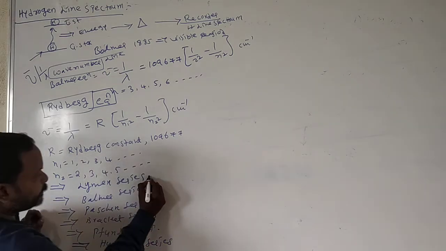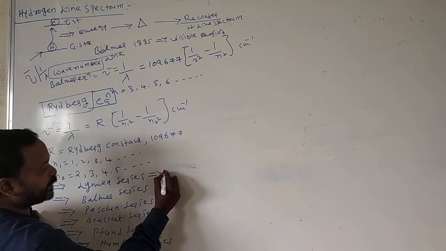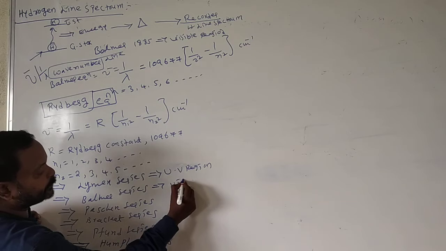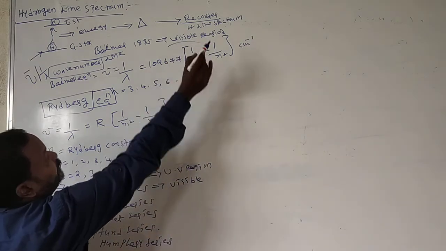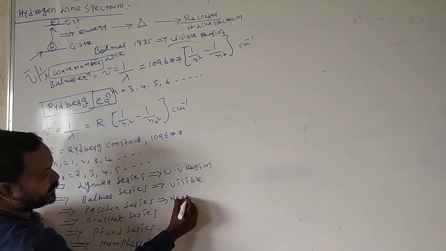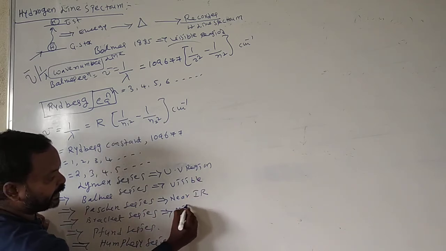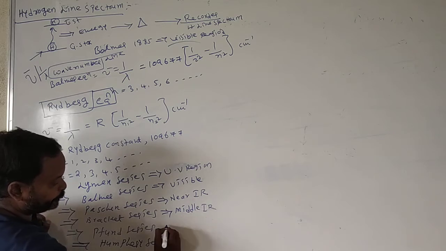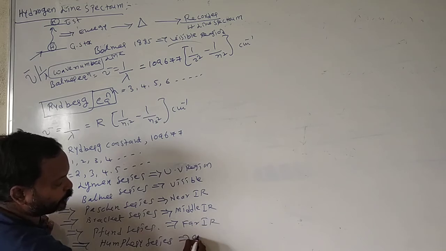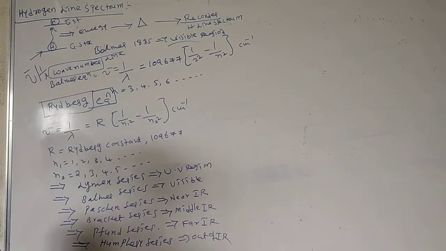The Lyman series is observed in the UV region. The Balmer series is observed in the visible region. The Paschen series is observed in the near IR region. The Brackett series is observed in the middle IR region. The Pfund series is observed in the far IR region. All these series are observed in different regions.